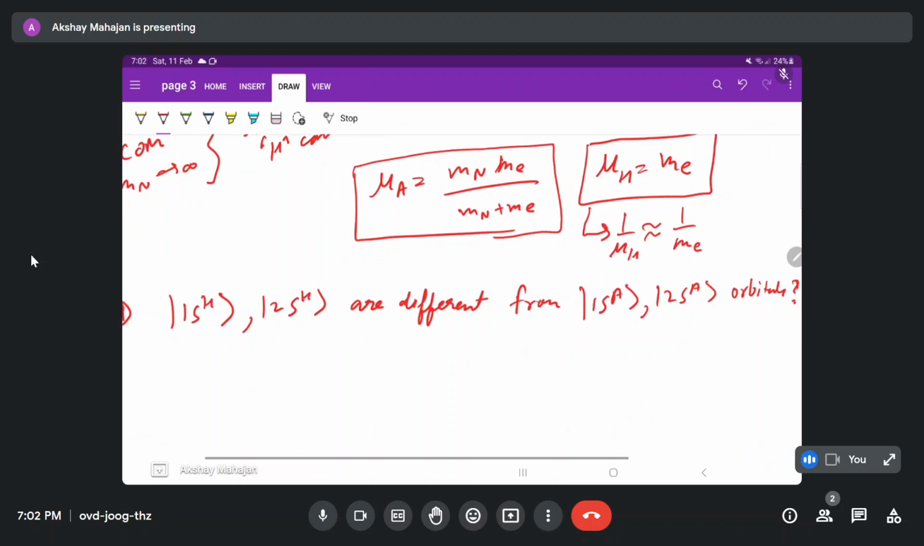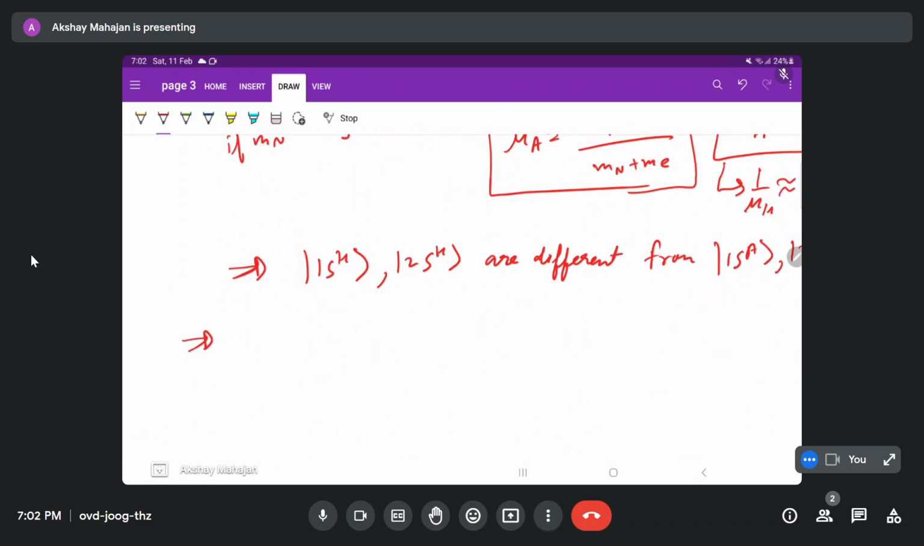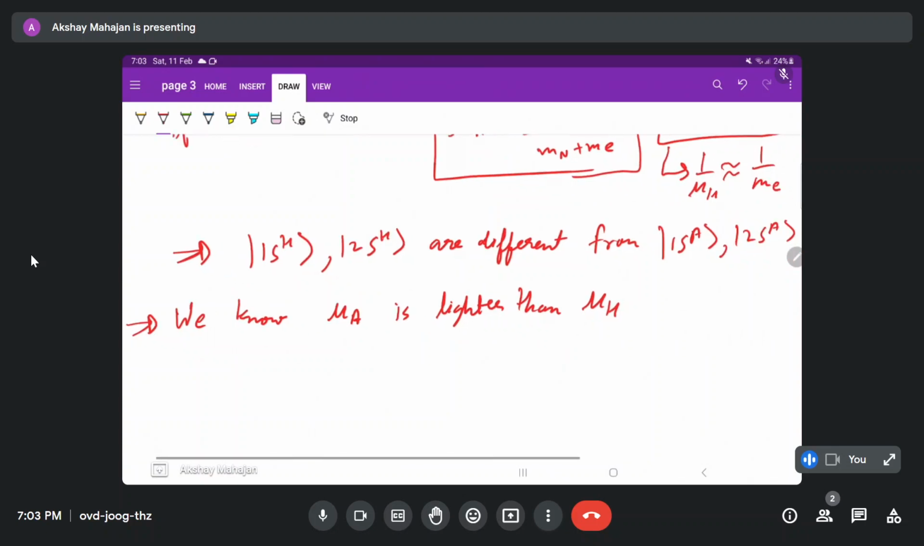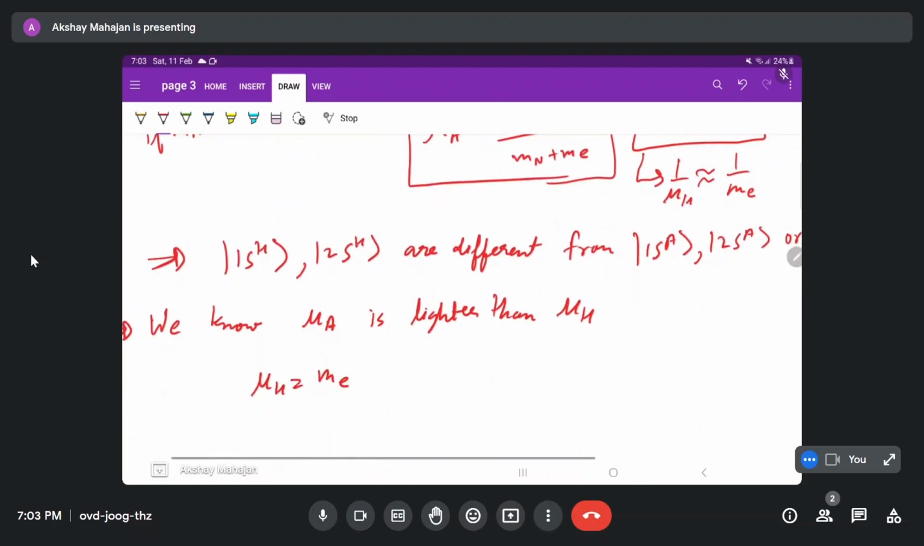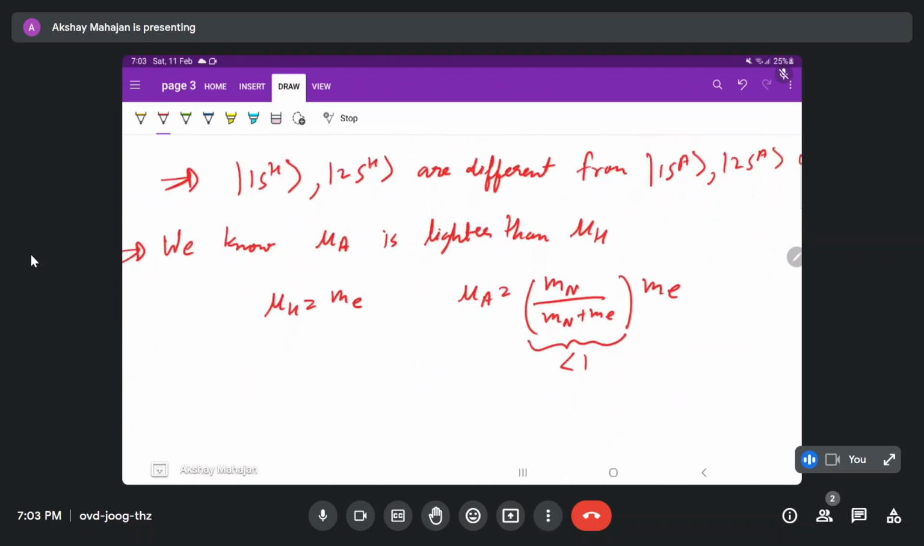Okay, so before going into the variational principle, let's think about it in a slightly different way. That's why I'm writing in Word. Instead of solving directly with the variation principle, let's first try to understand what we would expect as the result. We know that this mu A is lighter than this mu H, because you can see that mu H is just equal to Me, while mu A is Mn divided by Mn plus Me times Me, and this factor is less than 1. So that's why you know that mu A is less than mu H.